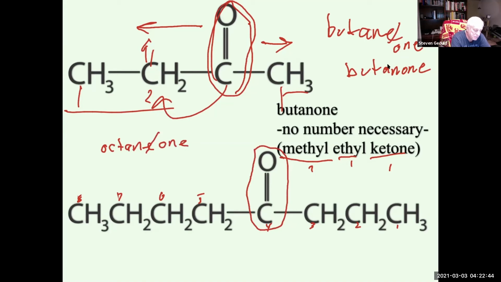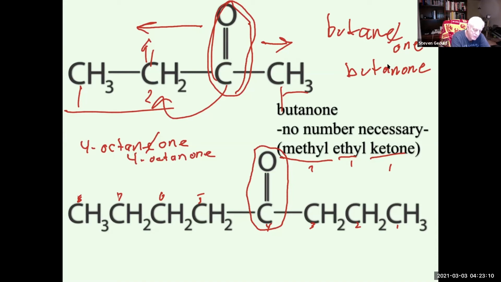Now, there's multiple carbons where this carbonyl group could be. What number is the carbonyl group at? It's at number 4. So this is 4-octanone. So you should have put 4-octanone, dropping the E and adding O-N-E. That's the IUPAC name. For the common name, we have 2 groups attached.